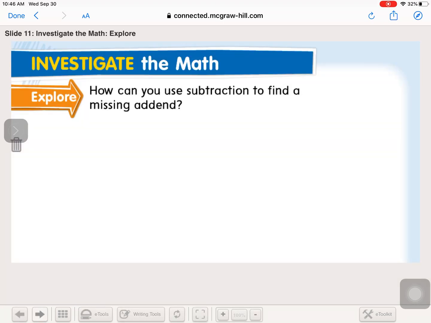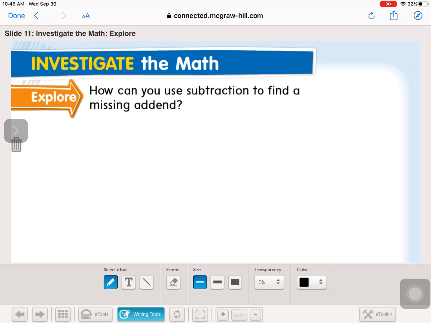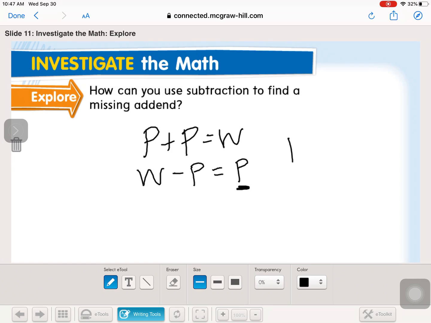All right, so we're going to investigate our math. How can you use subtraction to find a missing add-in? This all goes back to knowing that if part plus part equals whole, then whole minus part equals part, right? So we can always flip our equation around to find that missing add-in. We can flip it around to make it a subtraction problem, or we can have part plus missing part equals whole, and we can count on.